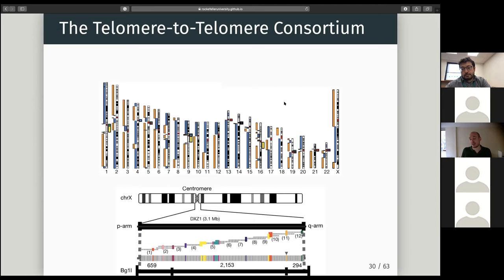But PacBio has convincing data now with all these diseases that are caused by repeat expansions. They get very beautiful results. At this point, you can actually genotype people pretty easily.